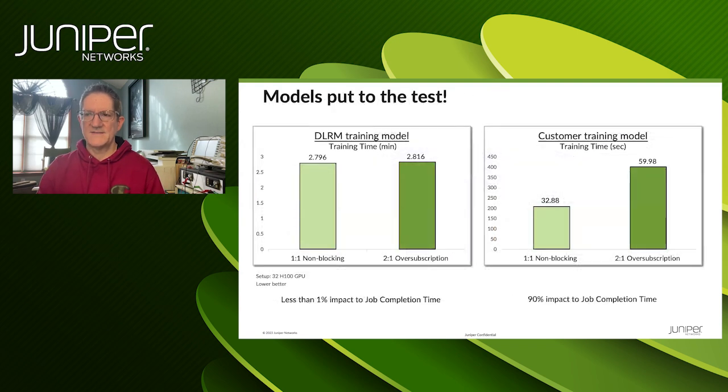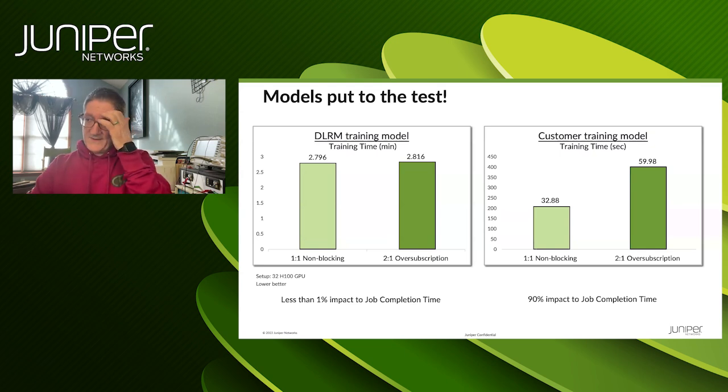Put the same models to the test, DLRM, and the same customer model that we tested before. And with a non-blocking network on DLRM, we saw about 2.8 minutes of training time. And then we disabled half the links between leaf and spine, reran the model, and we were somewhat pleasantly surprised that, sure, the training time went up a little bit, but it didn't go up by much. It was still about 2.8 minutes.